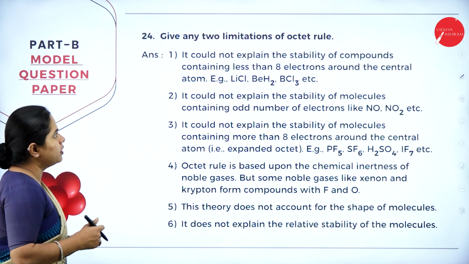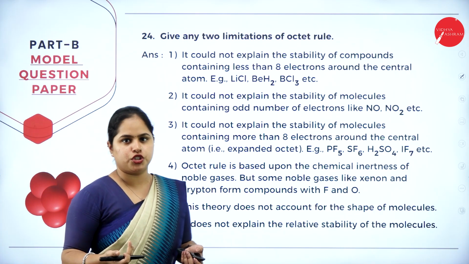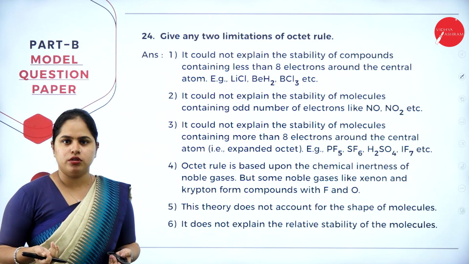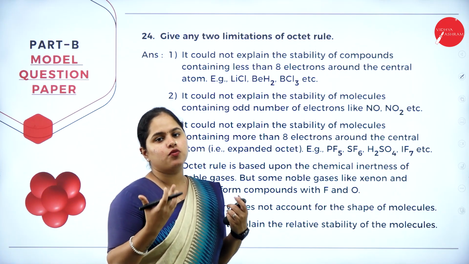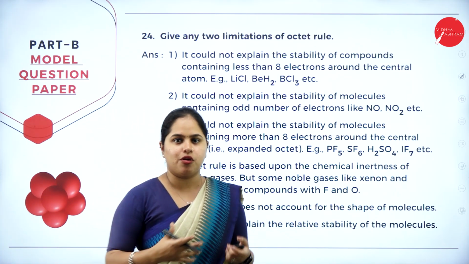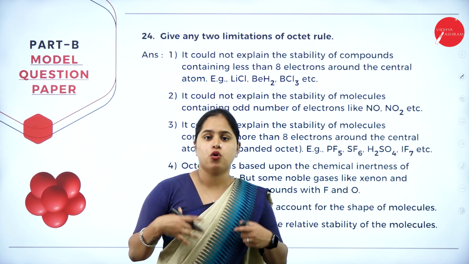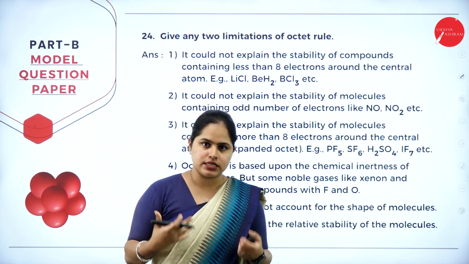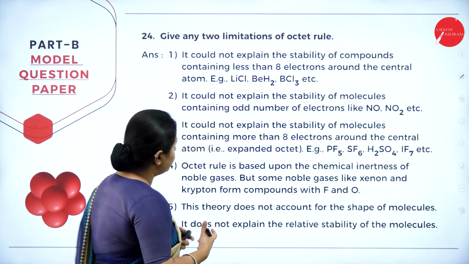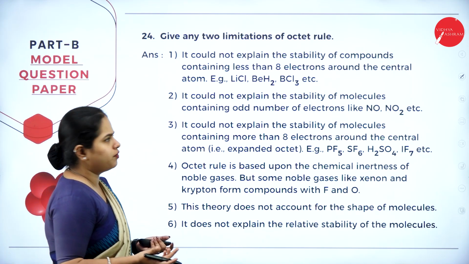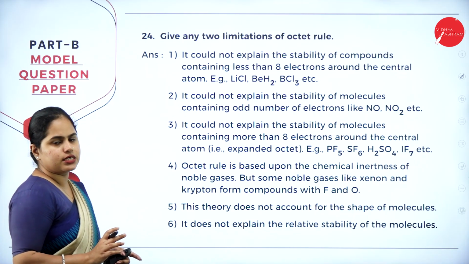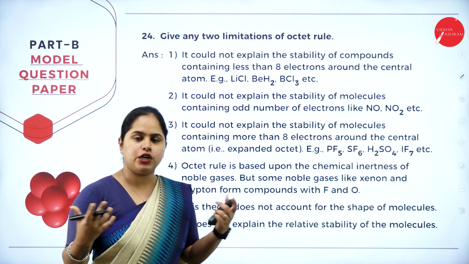Moving on to the next question, give any 2 limitations of the octet rule. So what is the octet rule? Yes, the atoms will try to obtain 8 electrons in their outermost shell to obtain stability. This is called the octet rule. There are limitations, and any 2 limitations you have to write. I have mentioned all the 6 here, so you can write any 2 out of it.